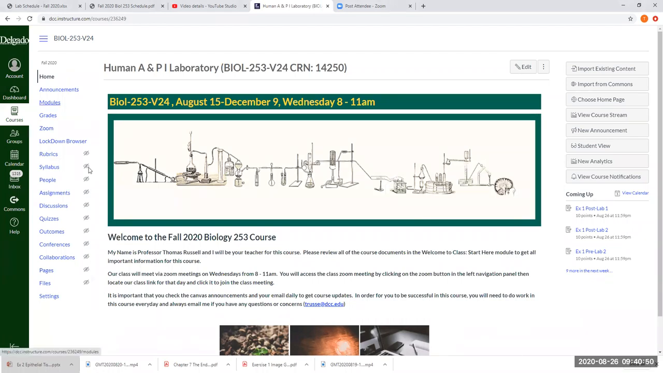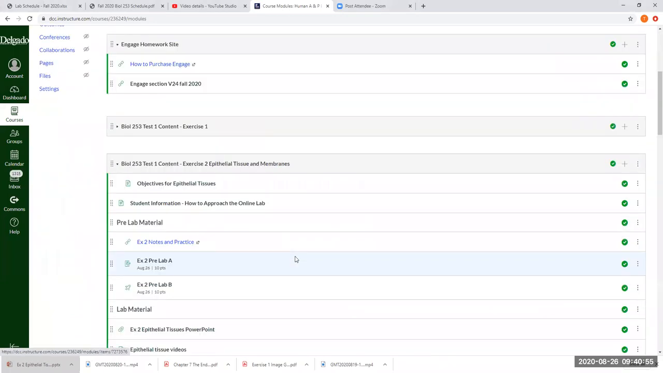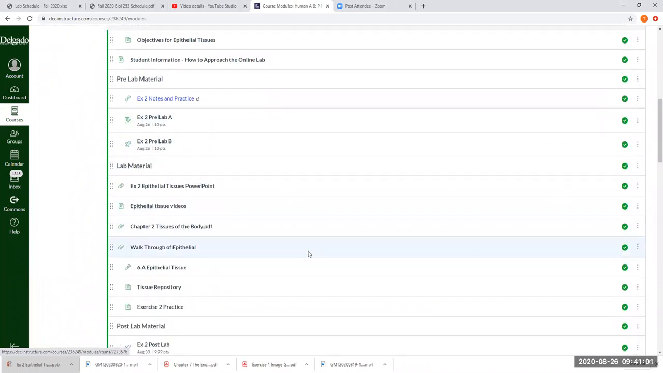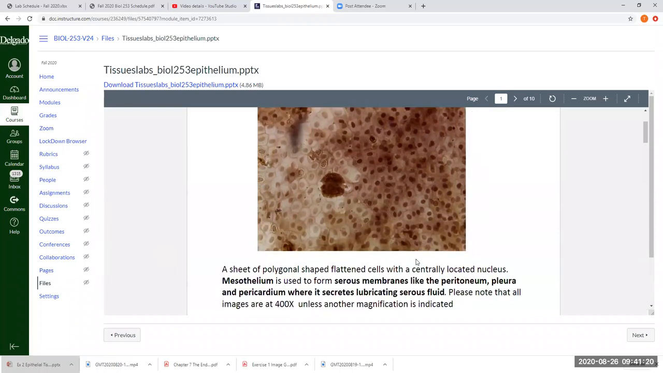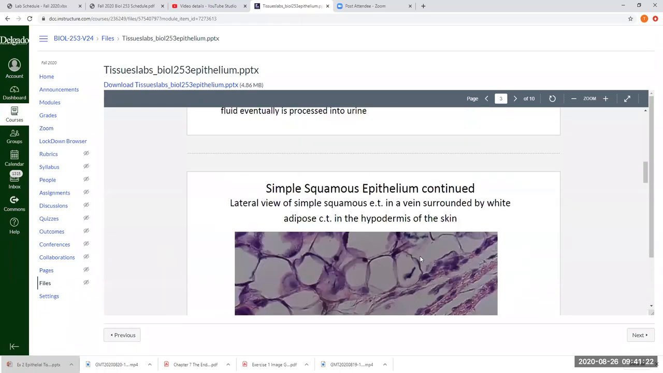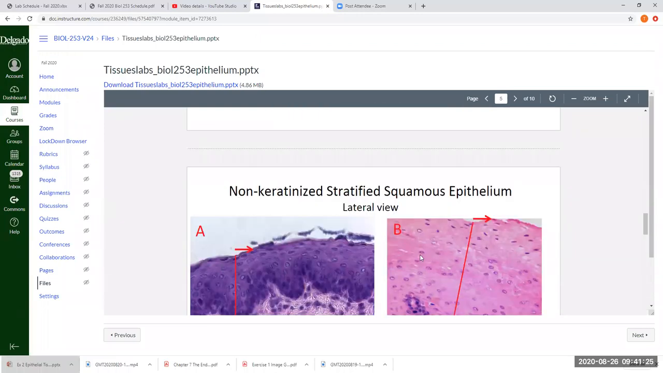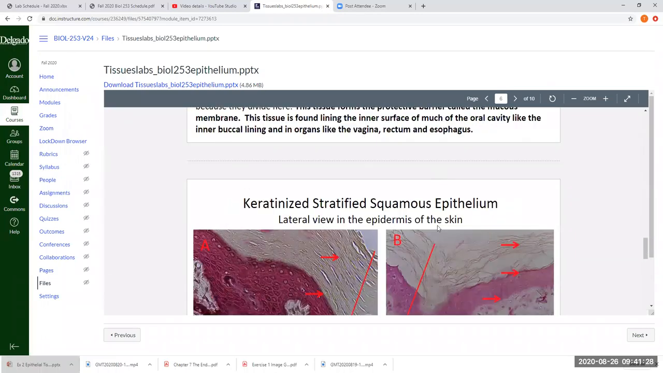I'm going to go into modules. There is another little PowerPoint that's very helpful. I want to make sure y'all look at it. I'm sure most of you did, but down here where it says walkthrough of epithelia, you should look at all the links in order to do your work and study in all the modules. If I click on walkthrough epithelia, it pulls up another PowerPoint with other slides of the tissues in here. You need to look at these. It just gives you another perspective of the tissues that we just went through.